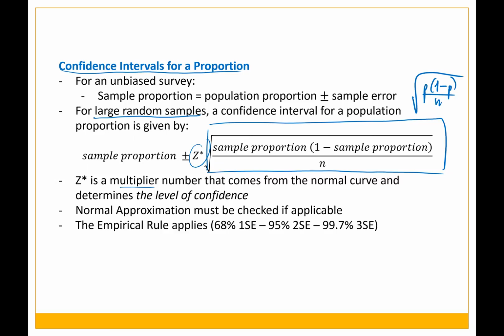We also have the normal approximation that must be checked. To use this formula, as I mentioned in the previous slides, you have to check for independent trials and big enough samples. The empirical rule applies: 68% of the population is going to be within the sample proportion plus or minus 1 standard error, 95% is going to be within 2 standard errors, and 99.7% is going to be within 3 standard errors. We're going to see that in the example.